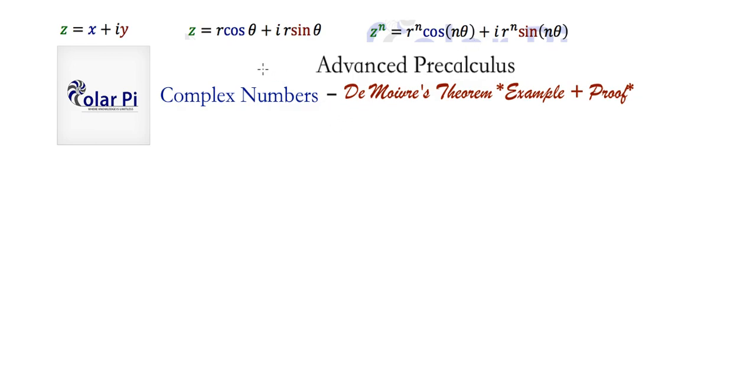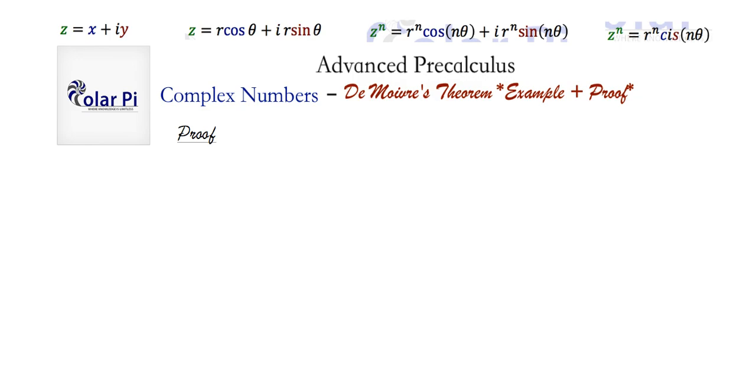Now, in the intro video, we came up with an abbreviation for z equals r cosine theta plus i times r sine theta, and that was r cis theta. So using that abbreviation, z to the n can be written as r to the n cis n theta. That's to say that this right-hand side here is the same as this right-hand side here. Okay, cool.